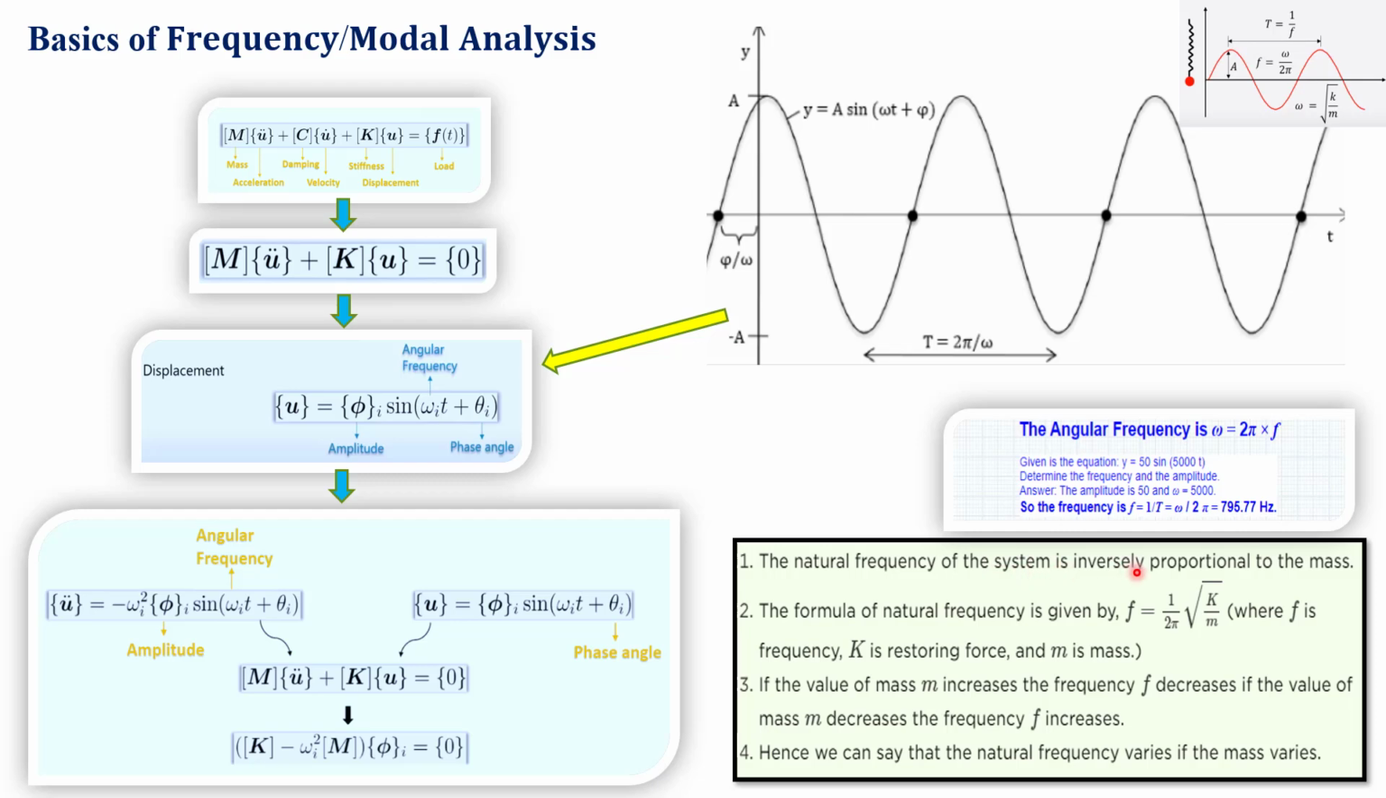The natural frequency of the system is inversely proportional to the mass. As we explained, as mass increases, the frequency decreases. However, the natural frequency varies if the mass varies, in short. If stiffness increases, the frequency also increases. So this is how we can consider these. This is the background of the equation, how it has been formed and how we can extract the final equation from the motion equation.